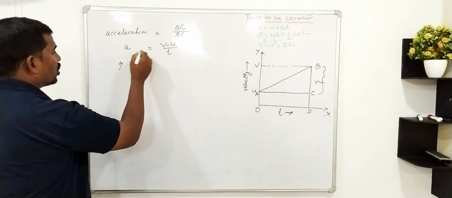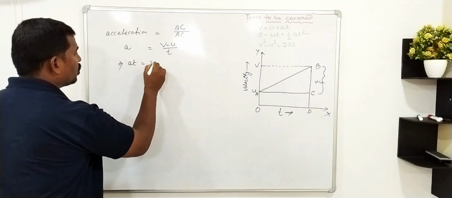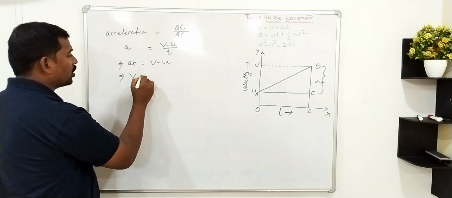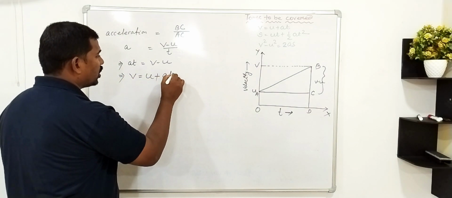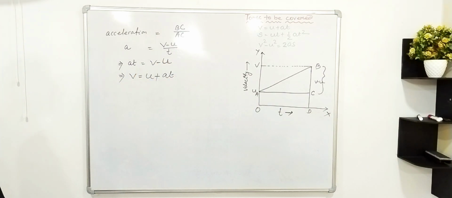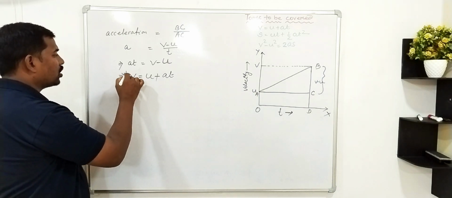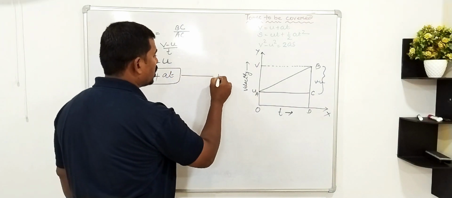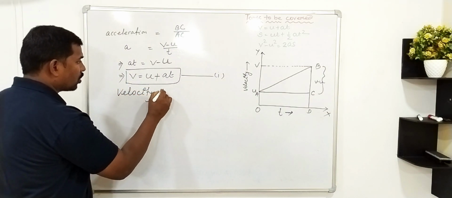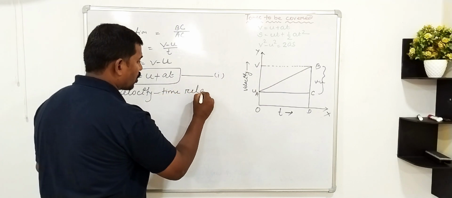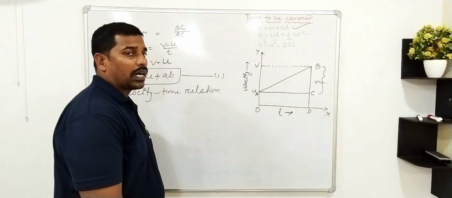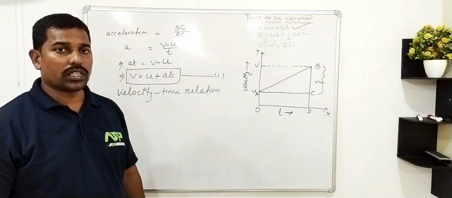This implies that by cross multiplication, at is equal to V minus U, or we can write V is equal to U plus at, by moving the value of U from the right side to the left side. So we get V is equal to U plus at. This equation is your first equation of motion, known as the velocity time relation.